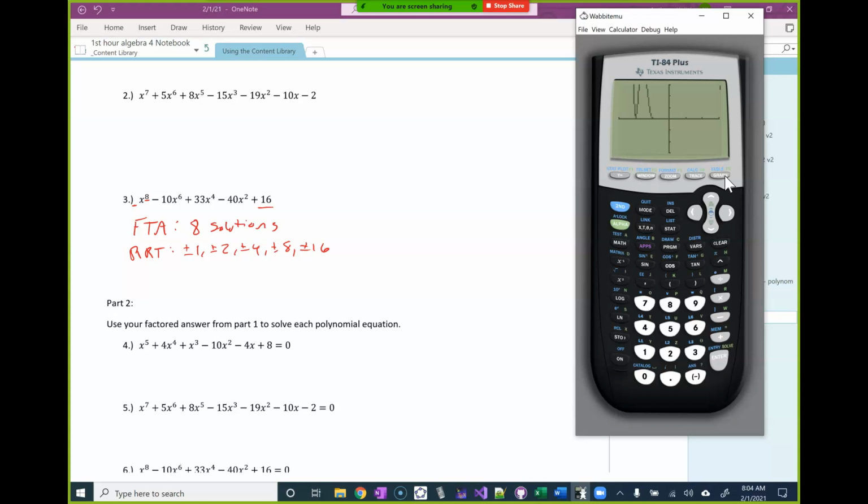So that looks like a bounce at -2, a bounce at -1, a bounce at +1, and a bounce at +2. Do you guys agree with that, with how I interpreted that?